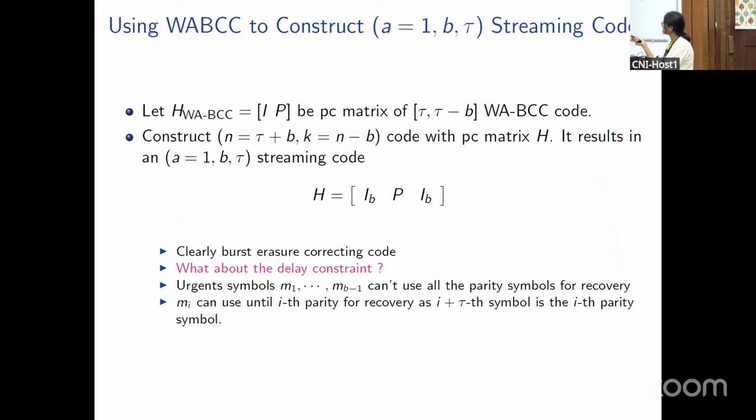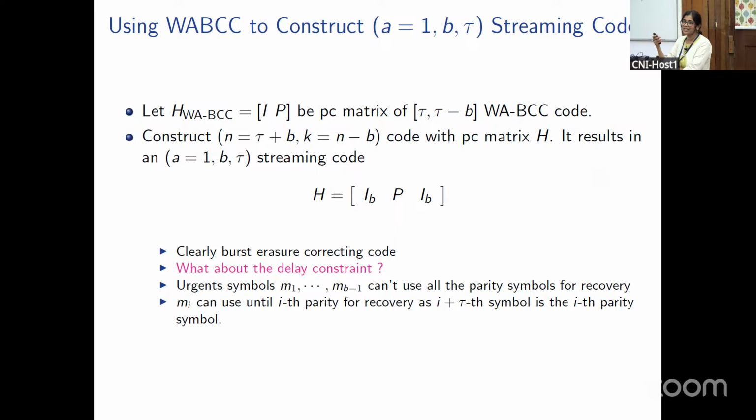Okay, so now let's say we have the wraparound burst correcting code and you have P satisfying all these properties. So how do we construct the streaming code? The way to construct the streaming code, we can just append like we did. So you start with the wraparound burst correcting code with smaller block length, start with a tau block length and tau minus b dimension, and then just increase the block length by b. Okay, so we have a new parity check matrix. So now the question is, can this code recover within delay?